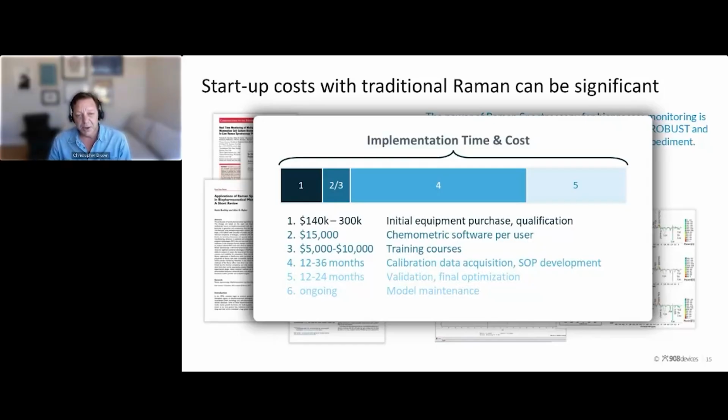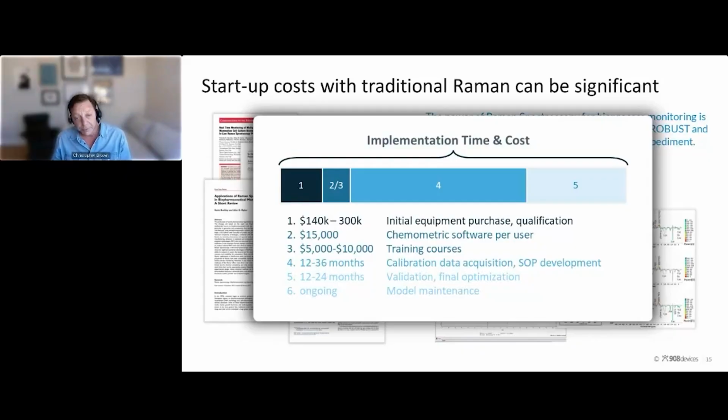But then the bigger kicker comes with actually developing what are usually referred to as appropriate calibration models. And because of bioprocess complexities, it's significant. Most people talk about 12 to 36 months of getting sufficient bioprocess data to actually build robust calibrations. There's a lot of SOP development along the way during that phase.